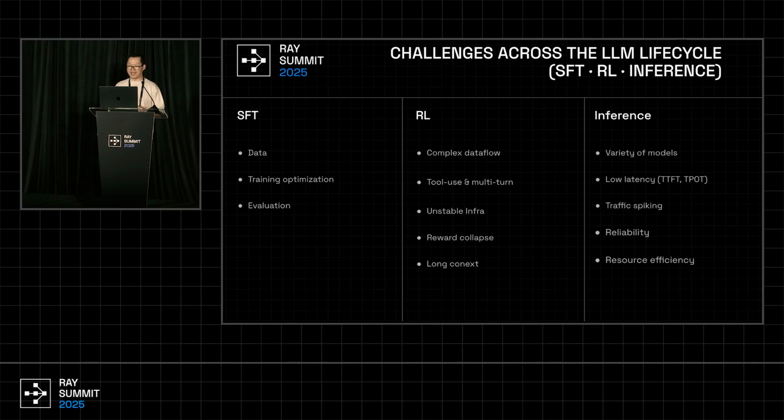Reliability is also another challenge. We want our inference server to have at least 3.9, or three nines, and it's good to have five nines reliability. Also, GPU chips are very costly, so we want to be resource efficient.